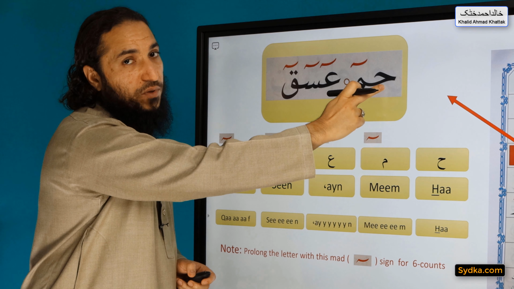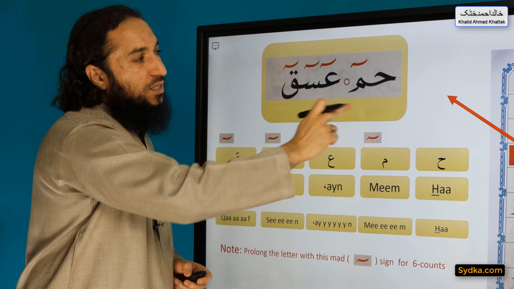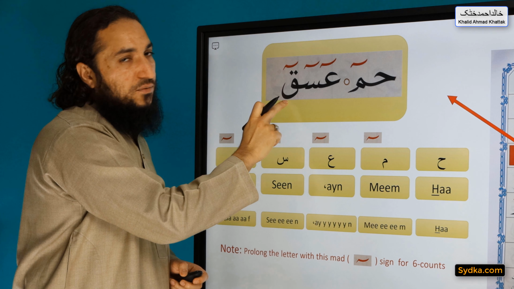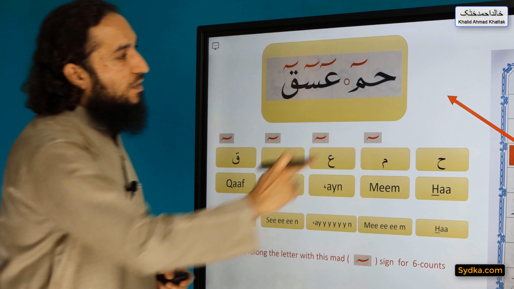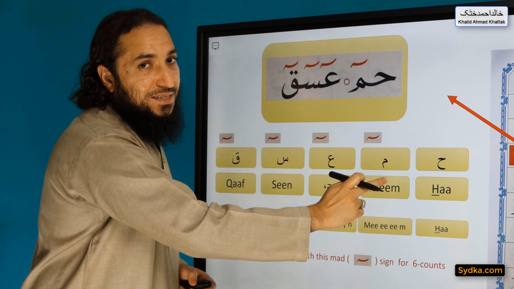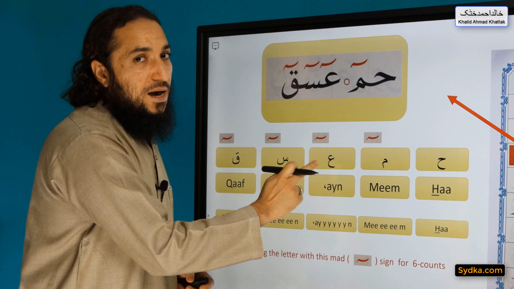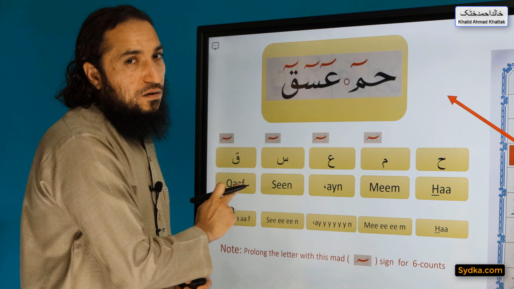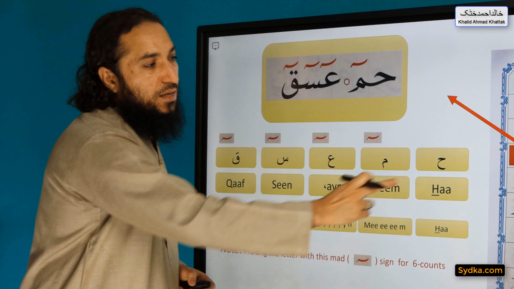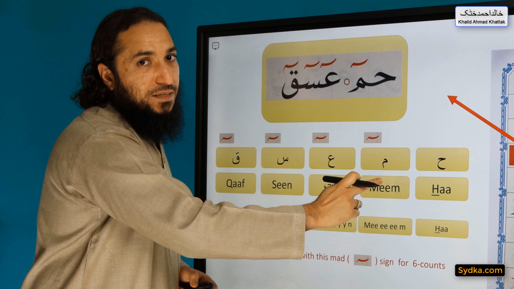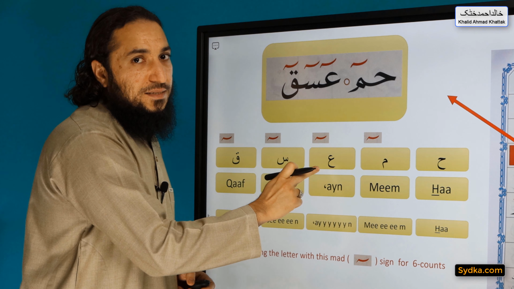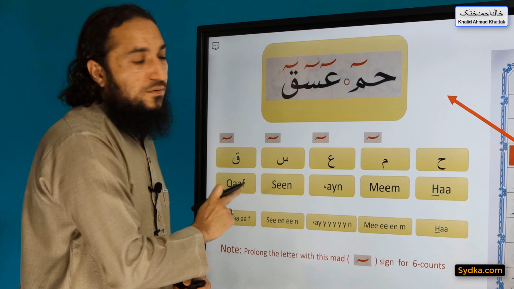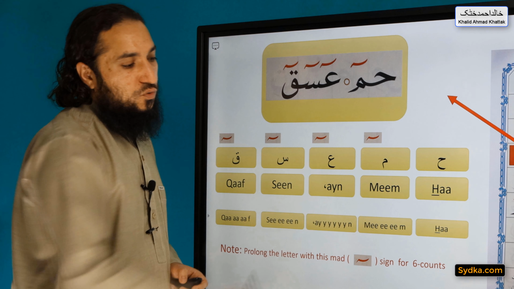Okay, so ha doesn't have mad, 2 counts. Mim has got mad, 6 counts. Ain has got mad, 6 counts. Sin has got mad, 6 counts. And then Qaf has got mad, 6 counts. Ha mim, ain sin qaf. Ha mim, ain sin qaf.